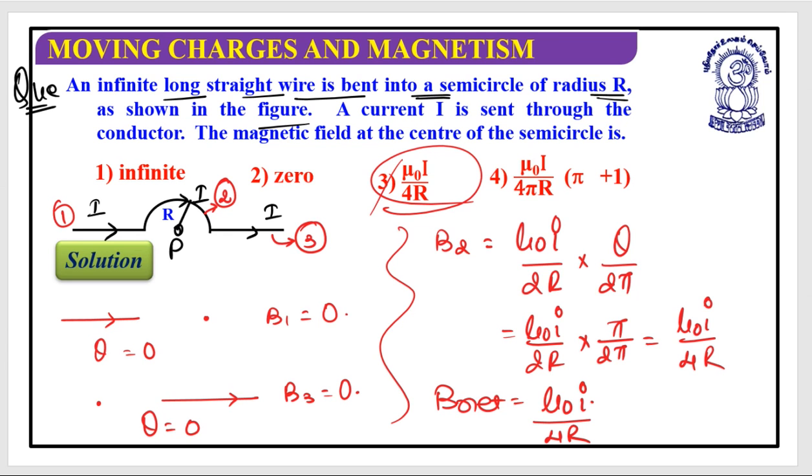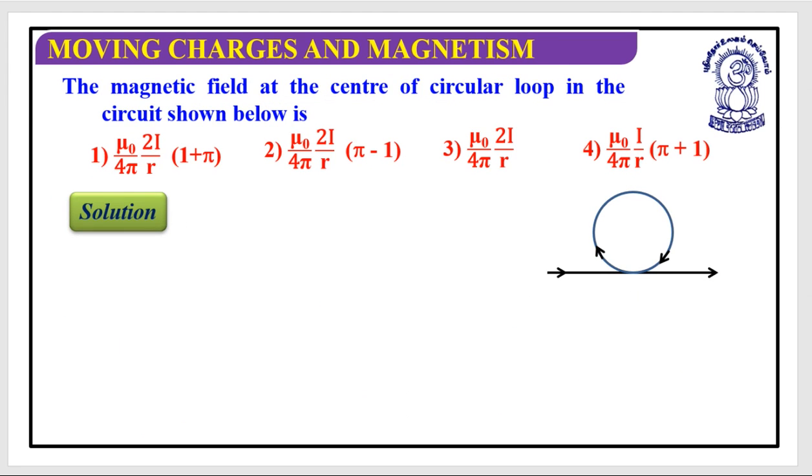Is it inside the plane or outside the plane? Yes, it is inside the plane, because current is flowing in the clockwise direction. As current is flowing in the clockwise direction, it is inside the plane. Is it clear? Great. Have a look at this question. Very good question. Have a look.